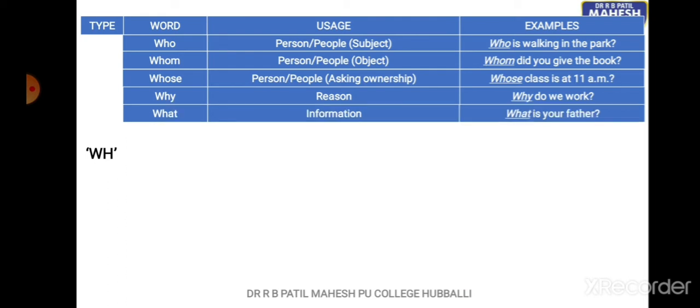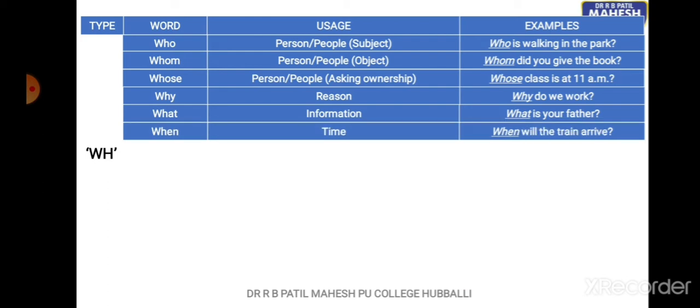The next one is what. What is used to seek information. Example: What is your father? My father is a policeman. My father is a doctor. So these can be answers. So whenever information has to be inquired, what is used. What is your name? These are the examples.